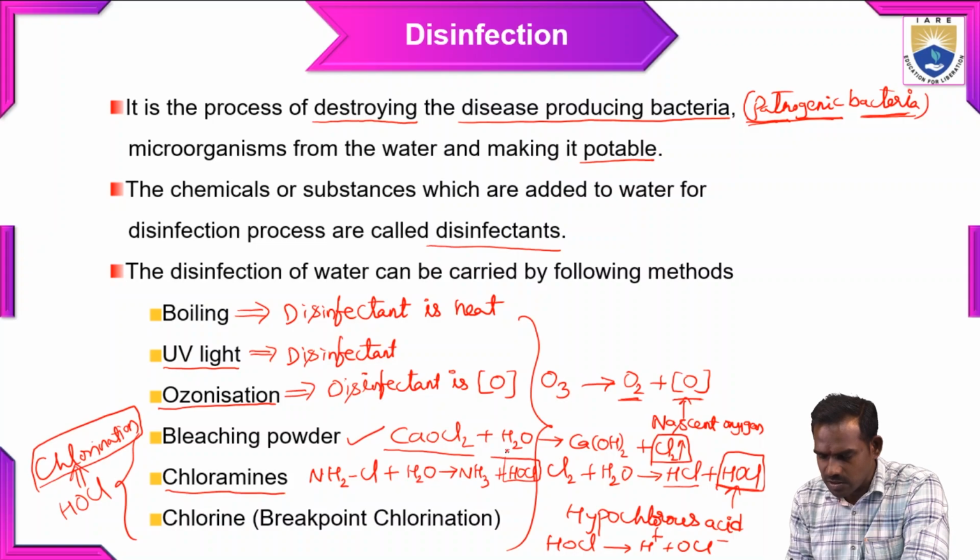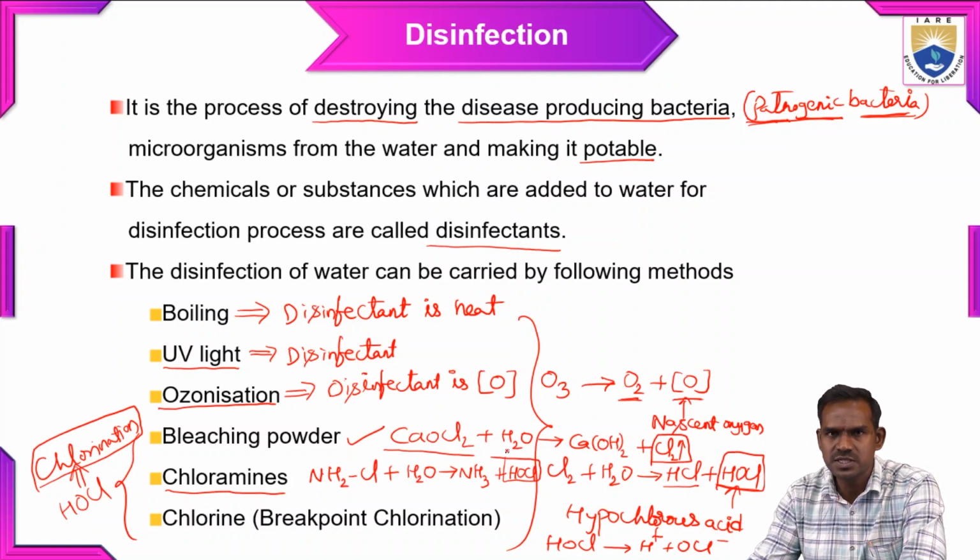As I told, in all these chlorination processes, HOCl, hypochlorous acid, is the disinfectant which will destroy the bacteria by fitting in the active site of the enzyme present in the proteins of microorganisms, and it will dissociate into H plus and OCl minus ions, and it will destroy the enzyme. As a result, the microorganism will be destroyed, and the water will be free from the microorganisms which respond to HOCl.